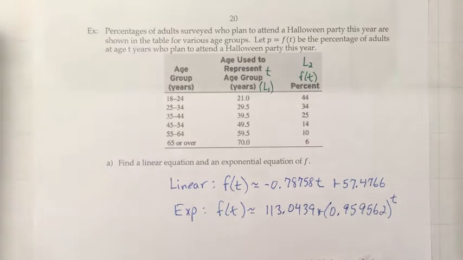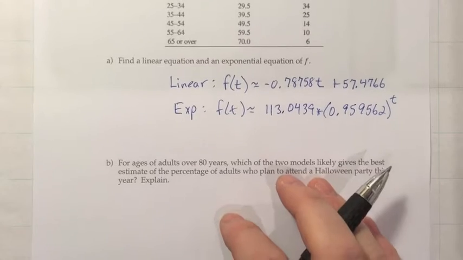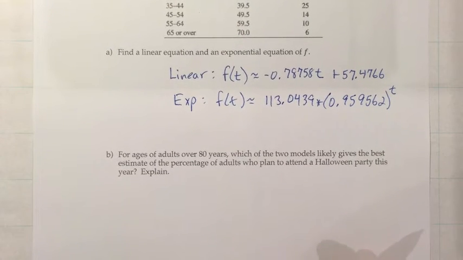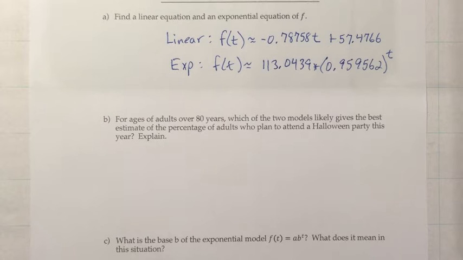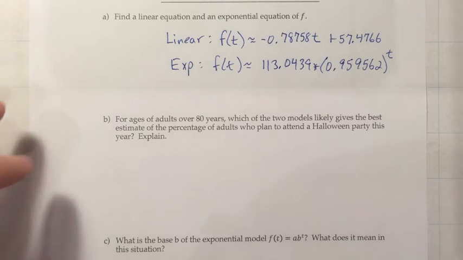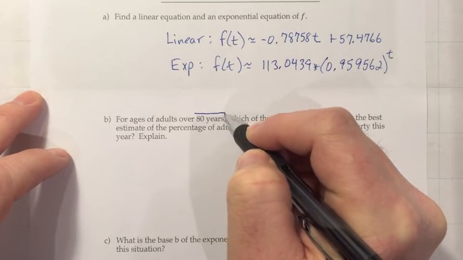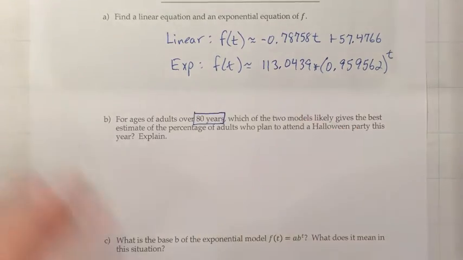All right, so let's see what they have for us next. For ages of adults over 80 years, which of the two models likely gives the best estimate of the percentage of adults who plan to attend a Halloween party this year? So this is a question designed to get at what's the better model, linear or exponential. What I don't like about this system is we're focusing too much on just one age group, 80-year-olds. And as 80-year-olds, is that the most important age for Halloween parties? Doesn't really seem like it to me.